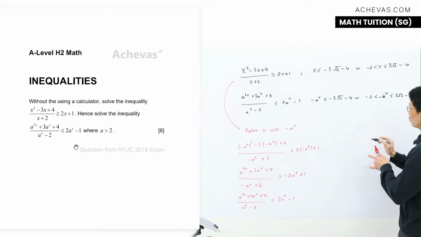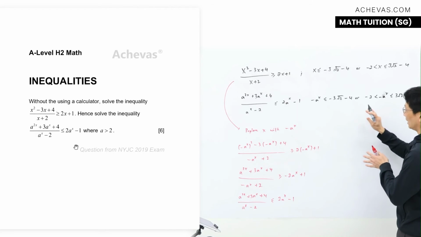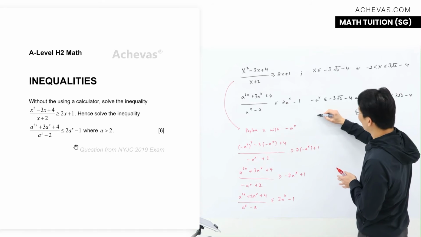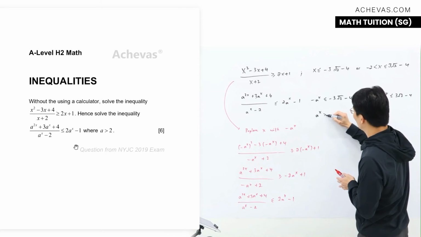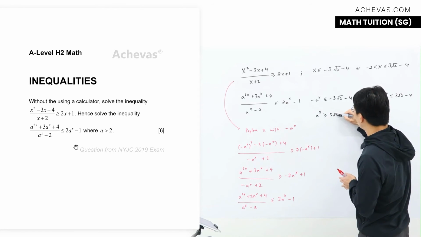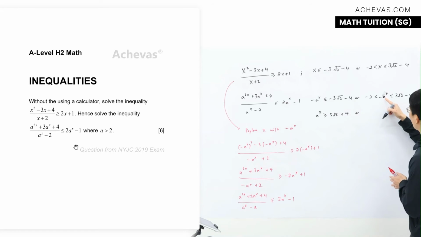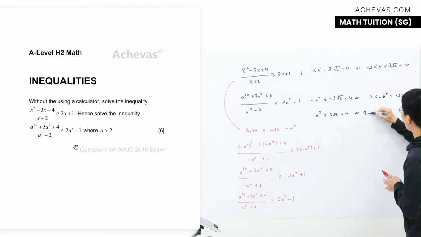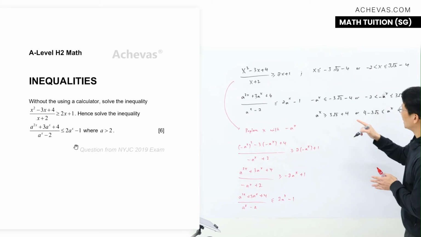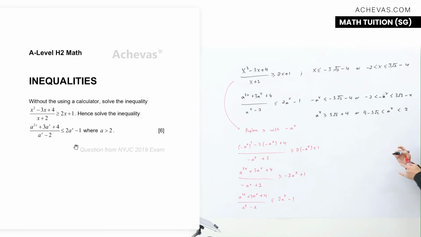Let's just multiply throughout by minus for both to make the expression slightly nicer. I'll get a to the power x greater or equal to 3 root 2 plus 4. Or this multiplied throughout by minus, I'll get 4 minus 3 root 2 lesser or equal to a to the power x lesser than 2. This will be the inequality we need to solve.